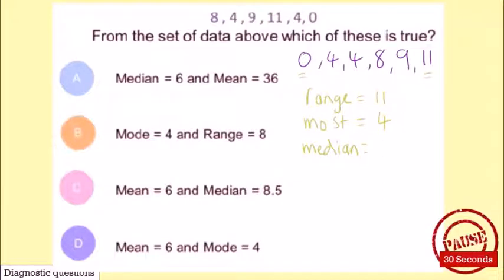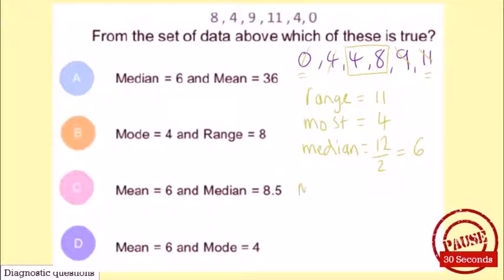So I like to do this by crossing off the smallest and the biggest until I come to the middle. Now in this case I've got two numbers in the middle, and when you have two numbers in the middle, add them together and divide by 2.